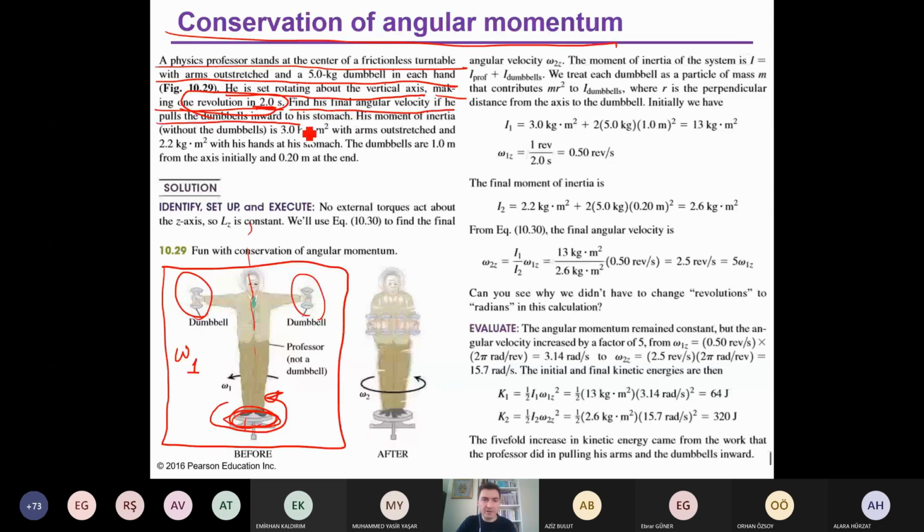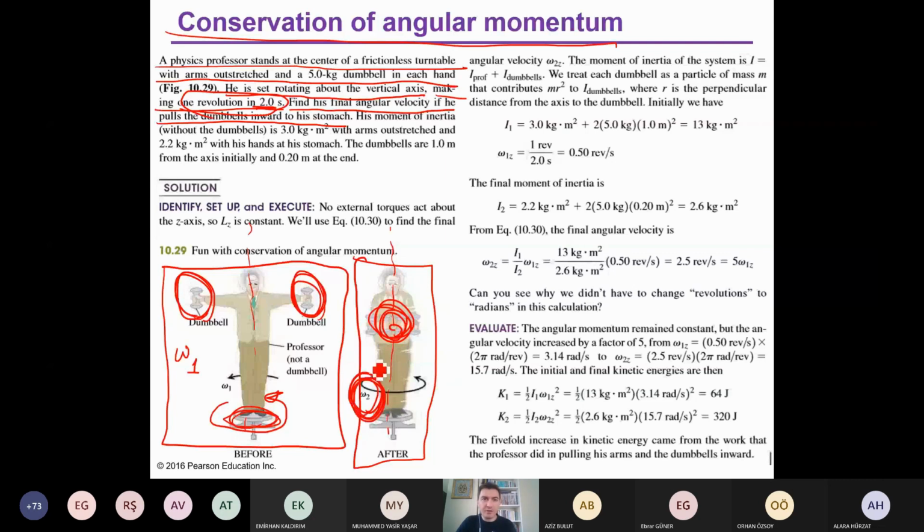In the second condition on the right side, look at the dumbbells in the first case. Look at the dumbbells in the second case. So he collected the dumbbells here, and this is the rotation axis again. And the question: what is the final angular speed, angular velocity?